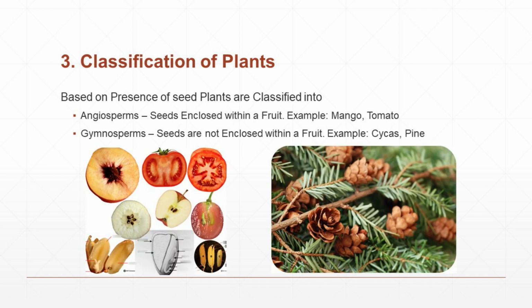based on the presence of seed, plants can be divided into two groups, that is angiosperms and gymnosperms. Angiosperms means seeds enclosed within a fruit. Look at the picture. Inside each and every fruit there are seeds. Seeds are enclosed. They are called angiosperms.